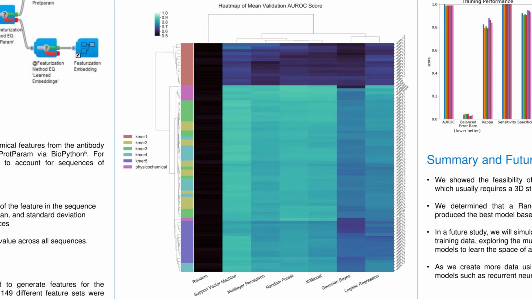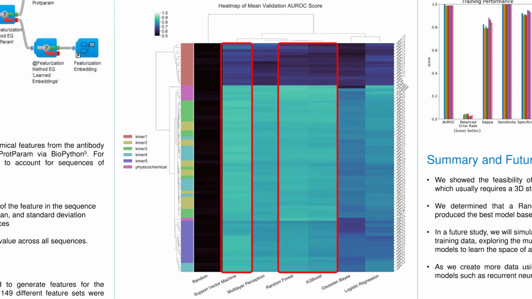In total, 532 different models were built and evaluated, covering 6 different model types, plus a random control, and 76 different feature sets. In this heat map, we visualize the area under the ROC curve of each model, with the model type being given along the x-axis and the feature set along the y-axis. From this chart, you can see that both the physiochemical features and the embedding features with k-mer lengths of 2, 3, or 4 perform the best.